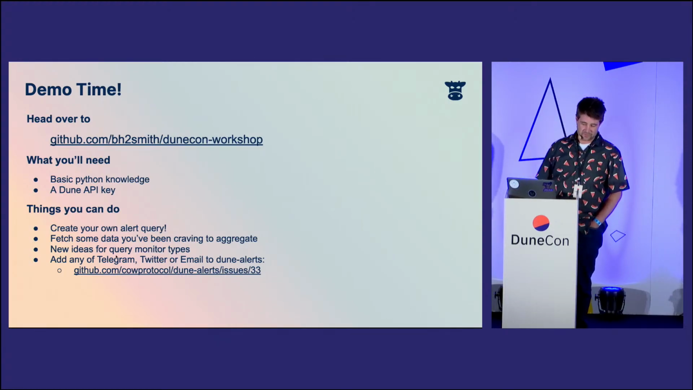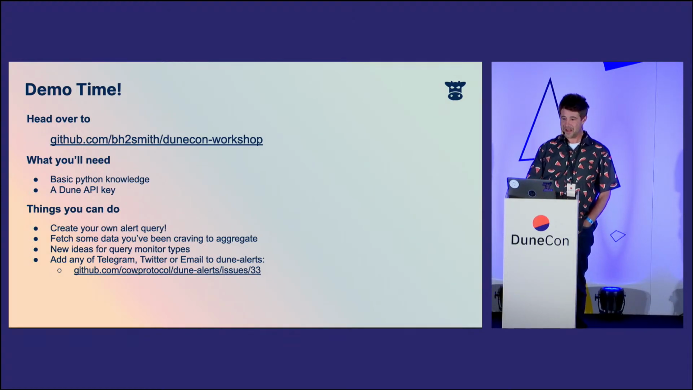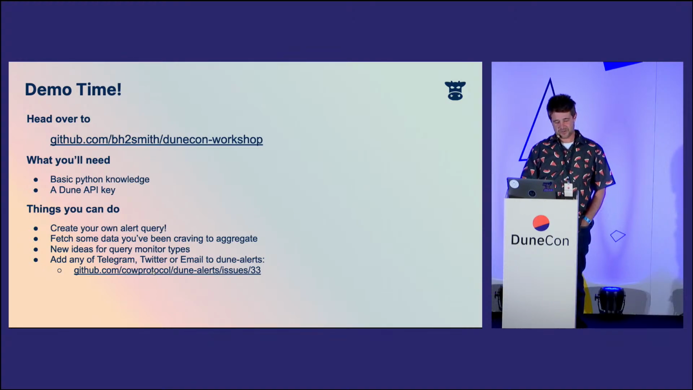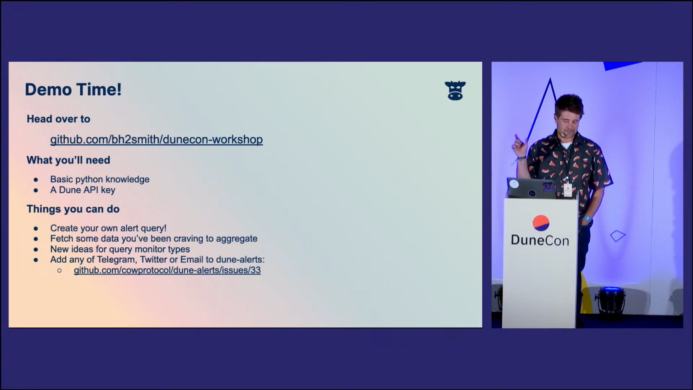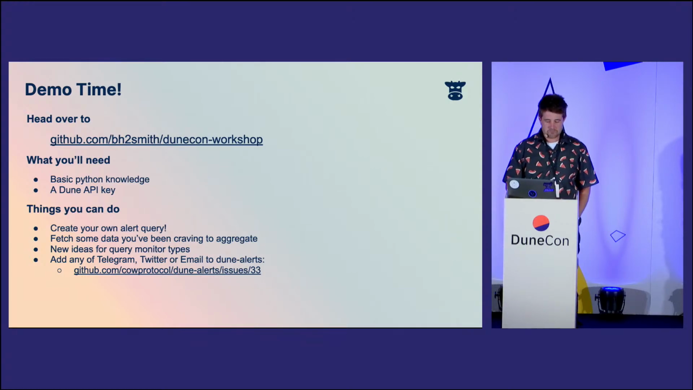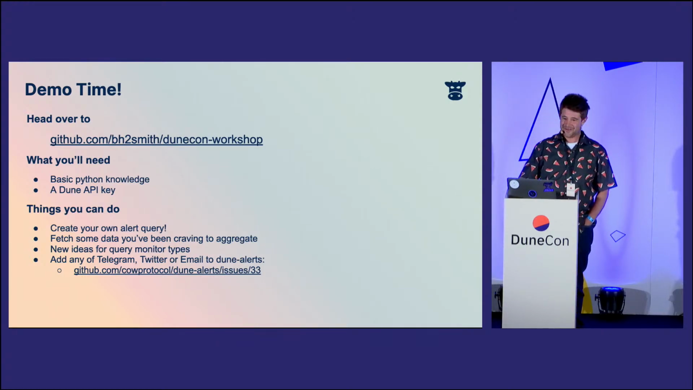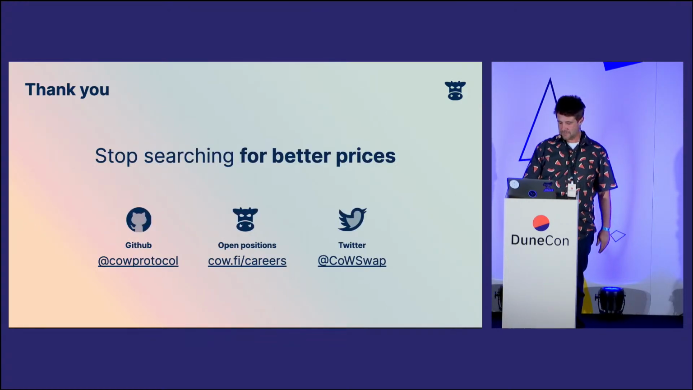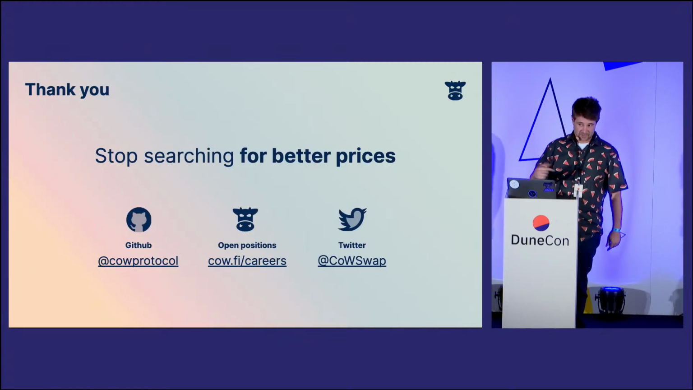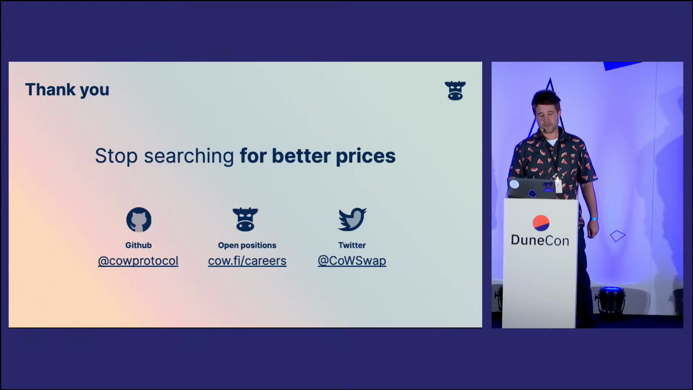Or, I mean, we're also looking, if you have any new ideas for query monitor types, I'd be happy to add them, or you can add them yourselves. And there's an open issue in the Dune alerts to sort of generalize this Slack alert to either Telegram, Twitter, email, or anything you can think of, really, because all it really needs is a post message. So, I guess that's the end of the slides. We can head over to the workshop code.